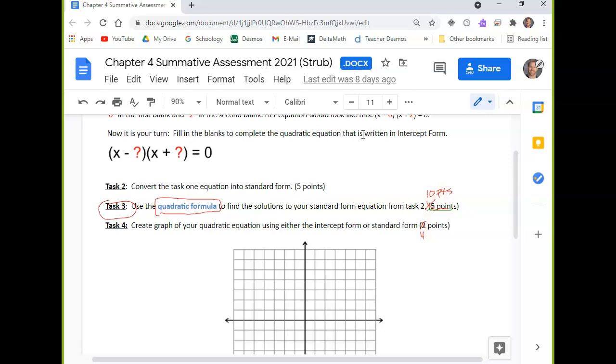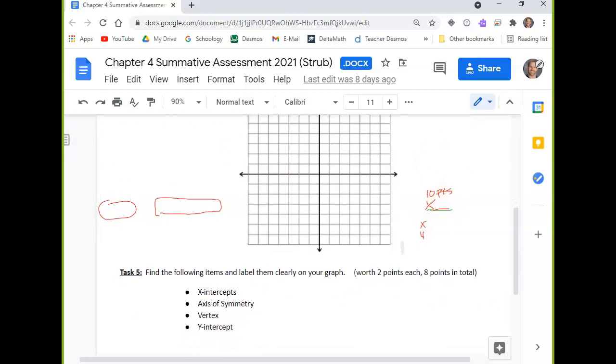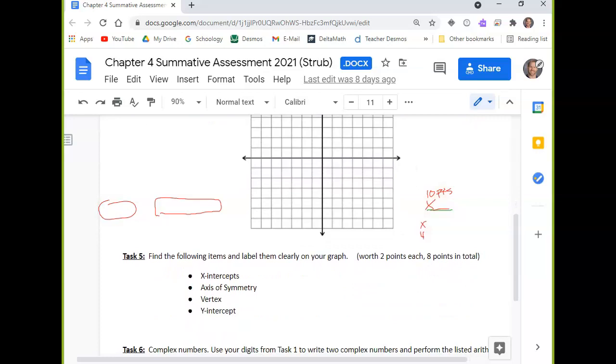Once the test is fully graded, once everybody's done, you'll be able to open it up, and I have comments as to why I scored. So you'll need to go to Schoology, read the comments, and you can see, why did you get 6 points off for task 3?